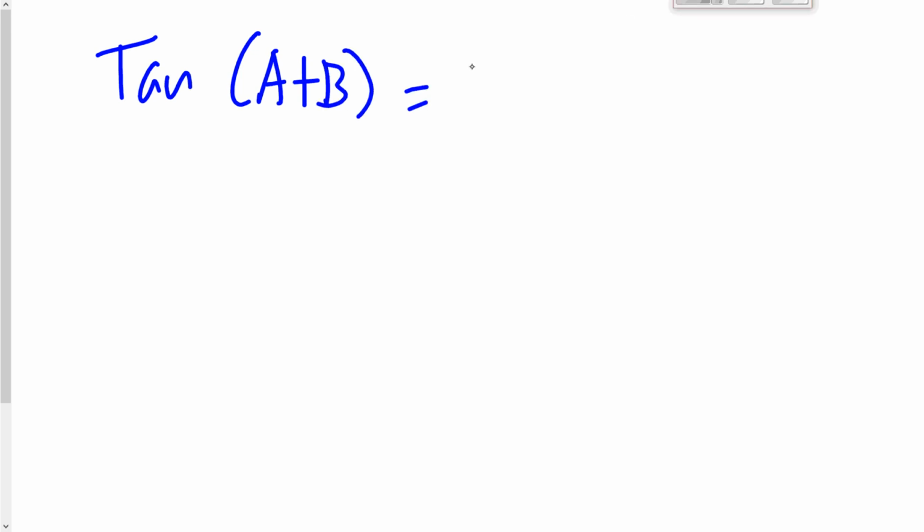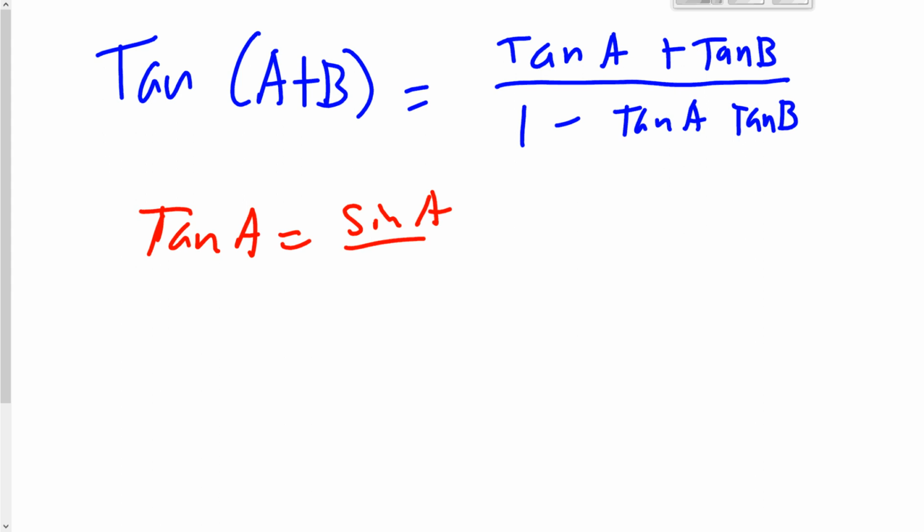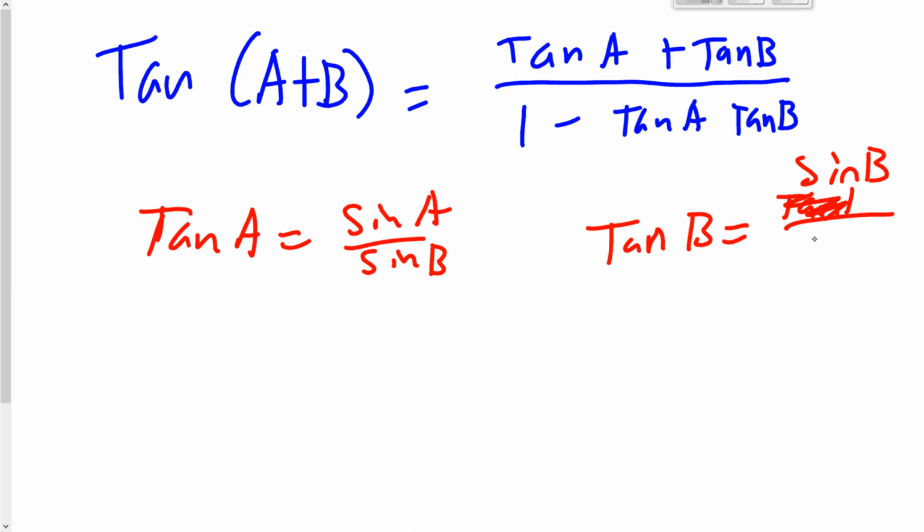So we can also find tangent of a plus b. Tan of a plus b is tan of a plus tan of b over 1 minus, change the sign, tan of a times tan of b. Well, tan of a would equal sine of a over cosine of a, and tan of b would equal sine of b over cosine of b.